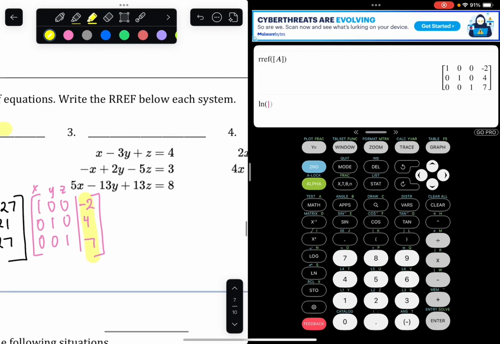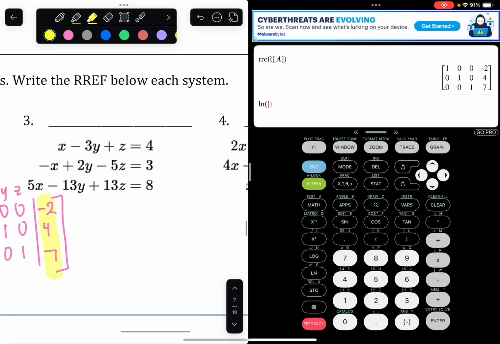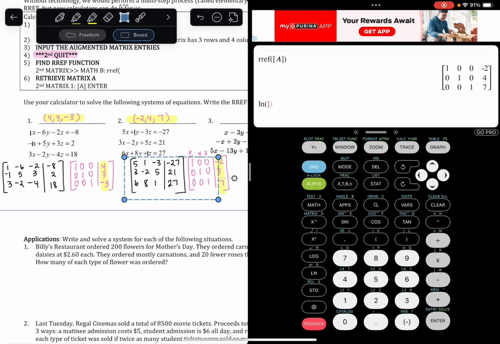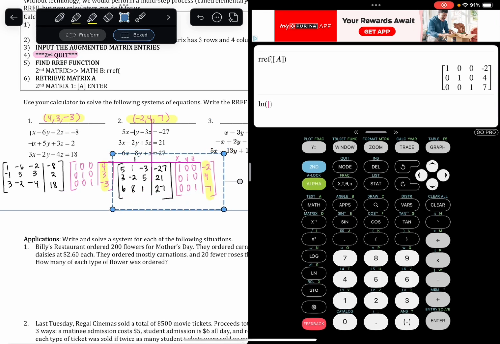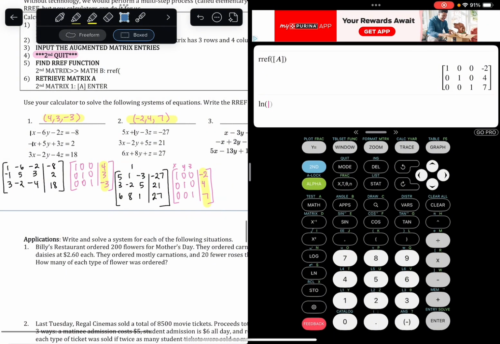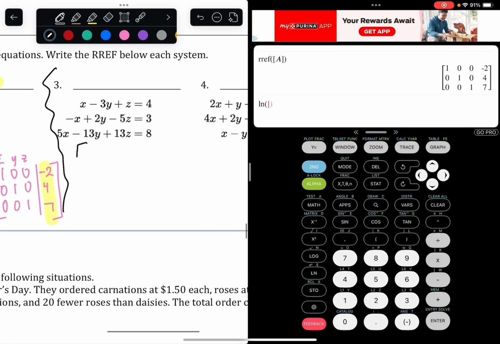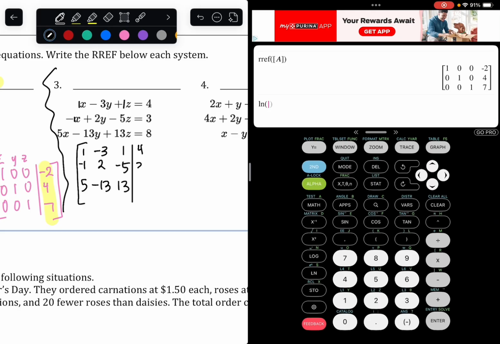Okay, on these next examples, I think something weird happens. Okay, and so I am going to start by writing the augmented matrix, which is 1, -1, 5 for the X column, -3, 2, -13 for the Y column, 1, -5, 13 for the Z column, and 4, 3, 8.